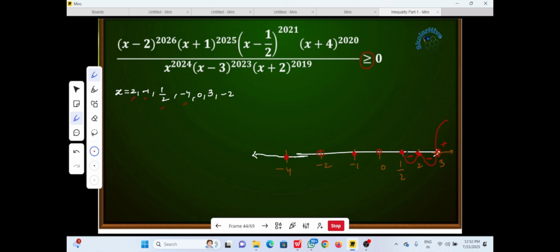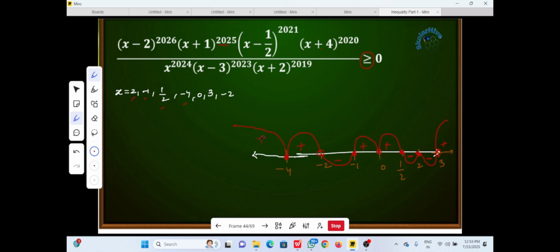Now 1 by 2 came from here, which is an odd power, so it will change the sign. Now 0 is this one, which is an even power, so it will not change sign, it will continue in the same sign. Okay, now minus 1 came from here, odd power, so it will change sign from positive to negative. Then minus 2 came from here, this is also odd, so it will change from negative to positive. And minus 4 came from here, which is even, so it will not change its sign, it will continue like this.